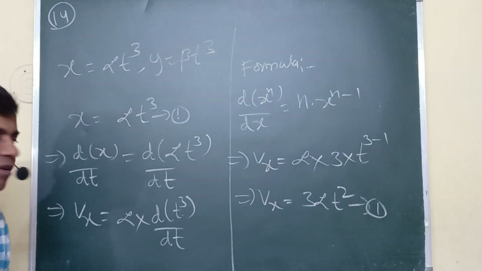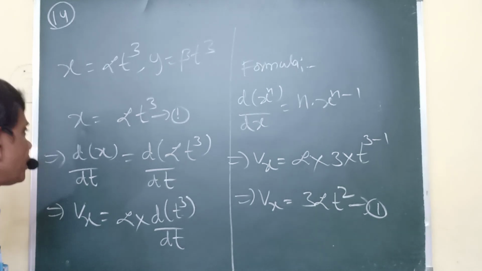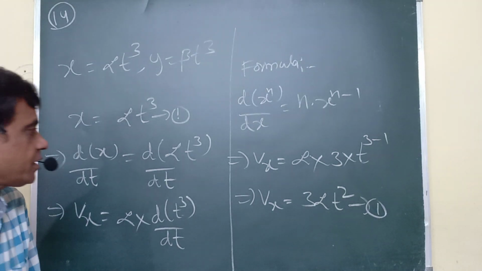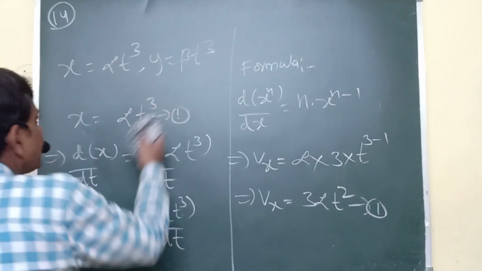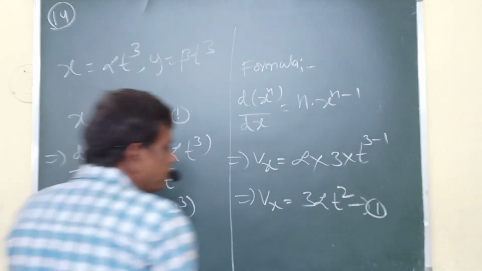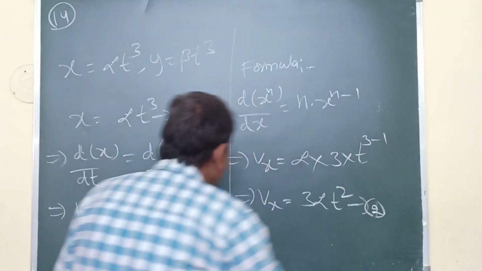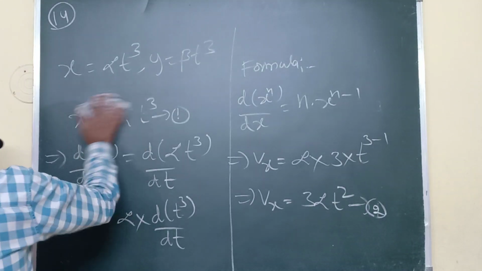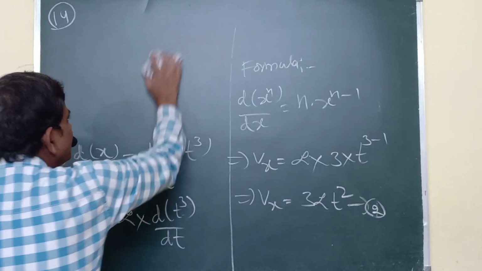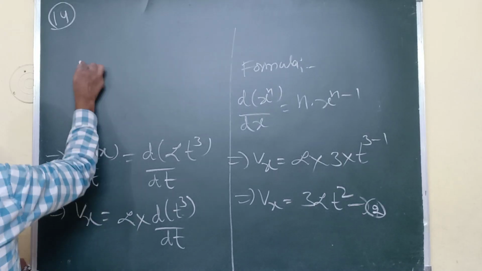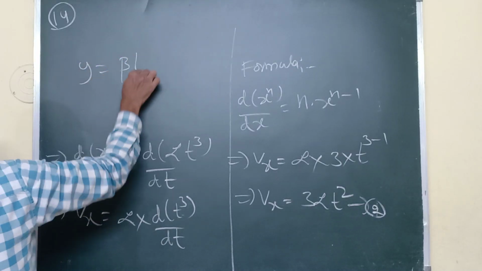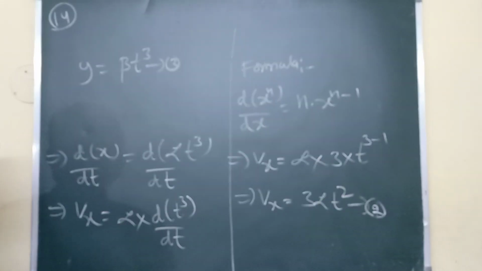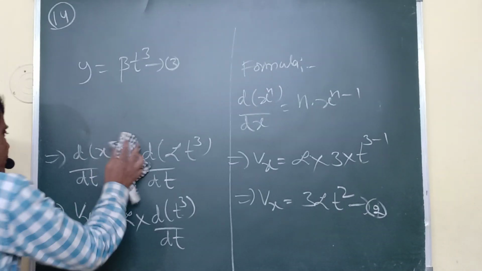Velocity component came along x direction. Next we are finding along y direction. We had already taken 1, so you take this as 2. Now y equals beta t cube, that I am taking as the third equation. Same way I am doing differentiation on both sides.